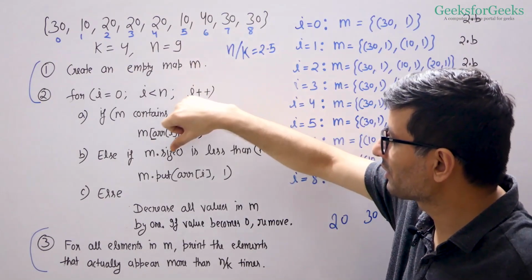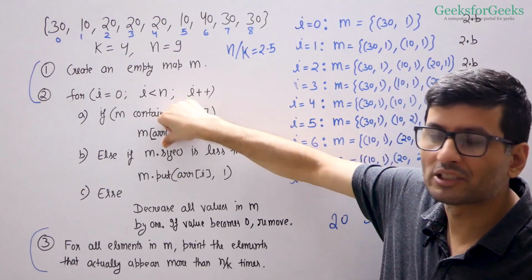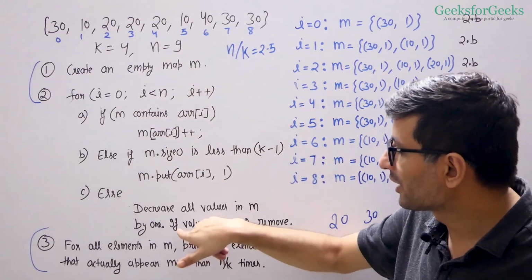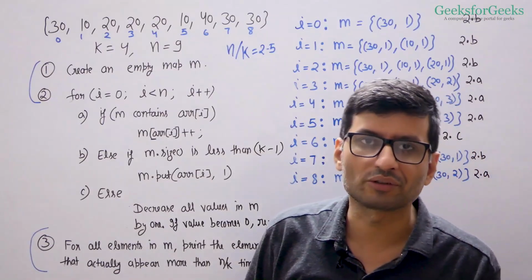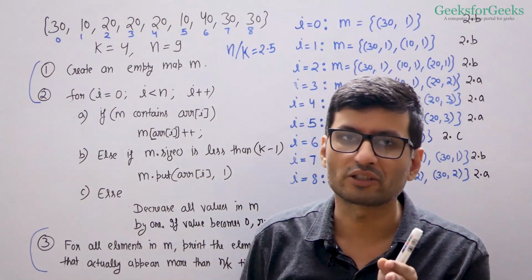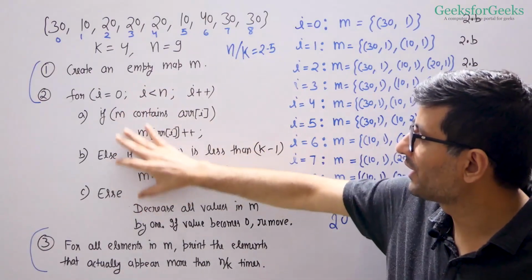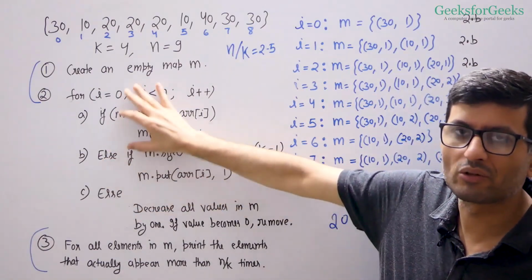It's a constant operation. We are going to check if size is less than k minus 1. It's also a constant operation. Putting is also a constant operation. But decreasing all the values in the map is not a constant operation. It's going to take theta k time. So we are going to have big O of k into n time by this particular loop.